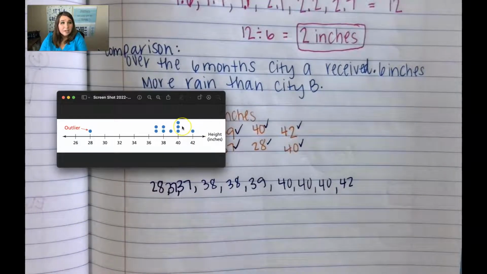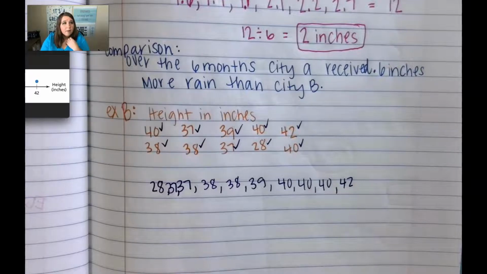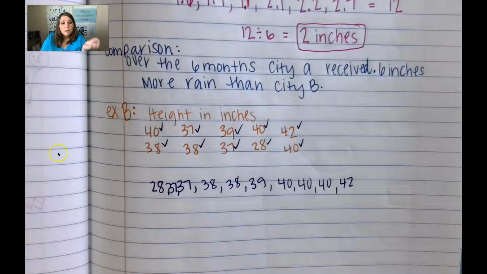You can see that you have a cluster of data right here, right? And we have this 28 way out here with this big gap. We call this 28 right here an outlier. It's either much bigger or much less than the other data. So we're going to use this word outlier. With an outlier, we can find the average of the data with the outlier and without the outlier. So we're going to go ahead and do that right now, and then we're going to compare.